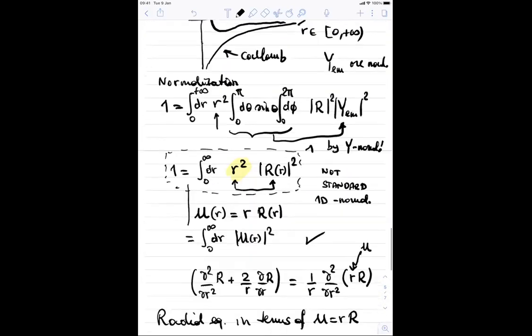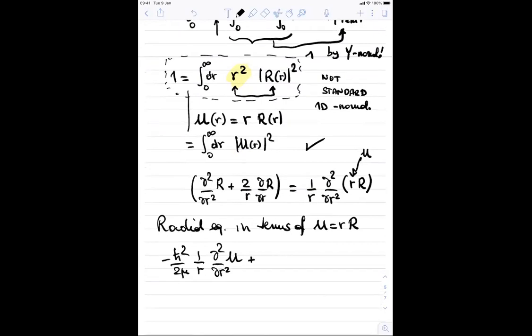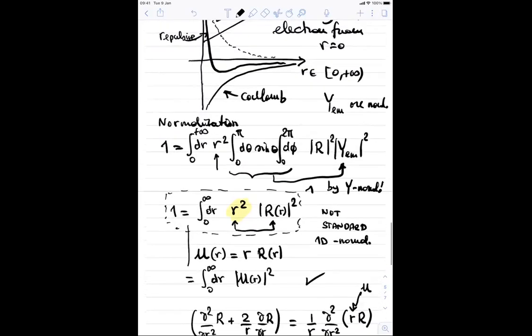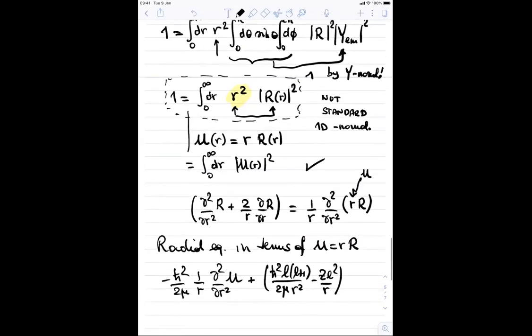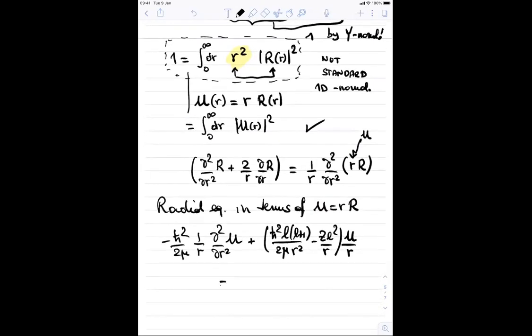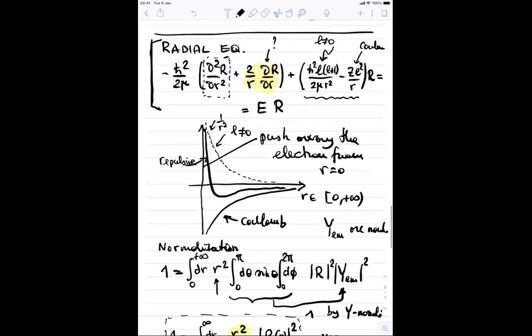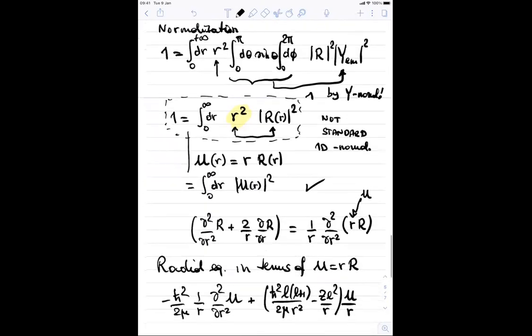Plus h bar square L plus 1 divided by twice the mass r square minus z e square over r times what? Here I see the function r, right? But the function r is u divided by r. Okay, very good. All this should be equal to, let's see again our equation, e times the function r.